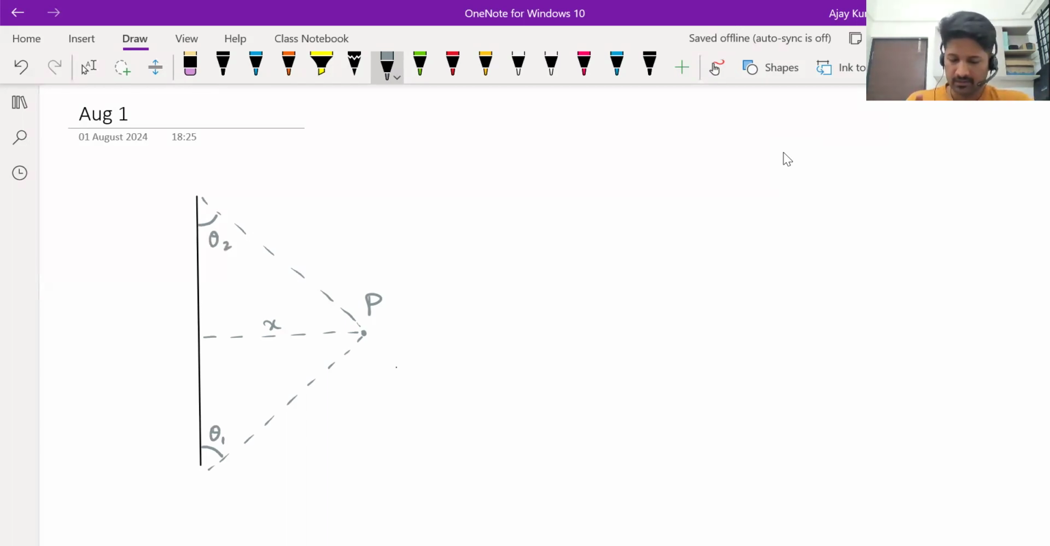Now, sometimes the situation may not always be like this. Sometimes it could be like this. Let's say this is the wire, and the point where you are required to calculate the magnetic field is somewhere here. Imagine connecting that point to the ends of the wire. These are the lines connected to the ends of the wire. Then this one you should take as theta 1 and this should be taken as theta 2. Theta 1, theta 2, both are internal angles.